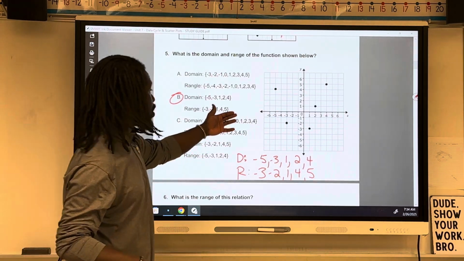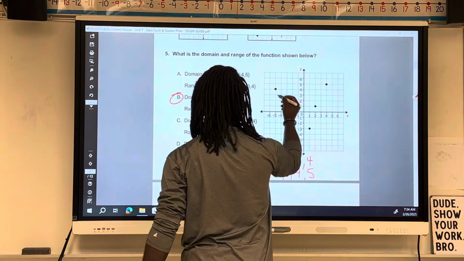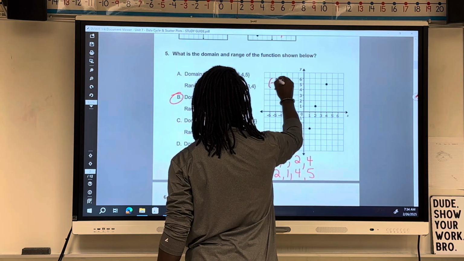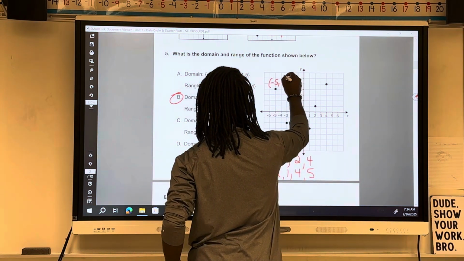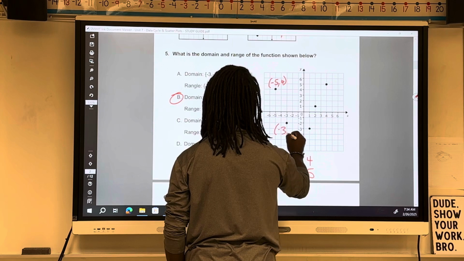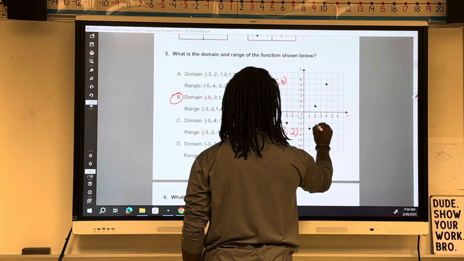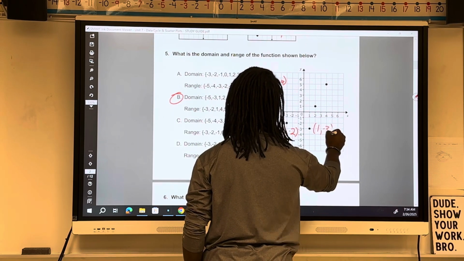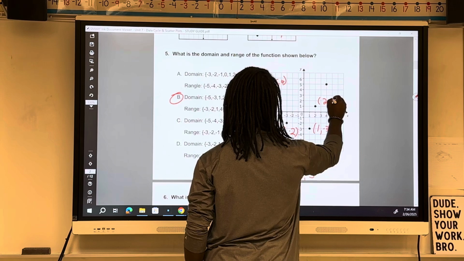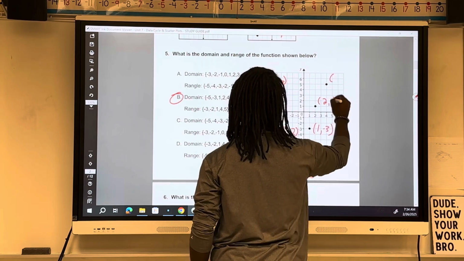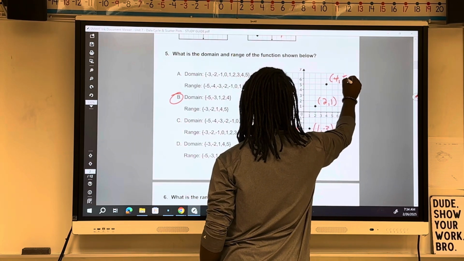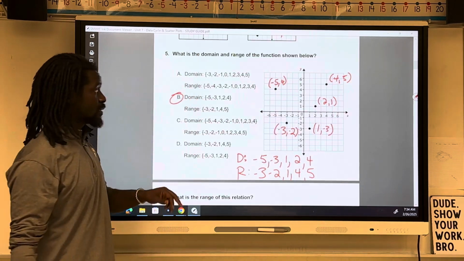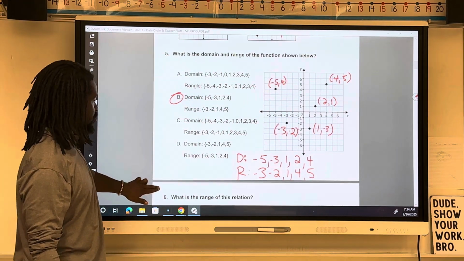We could also write the ordered pairs for each. So we've got -5, 4. That's what most of you probably did. -3, -2. This is 1, -3. This is 2, 1, and this is 4, 5. Then look at all of the x's, either way.